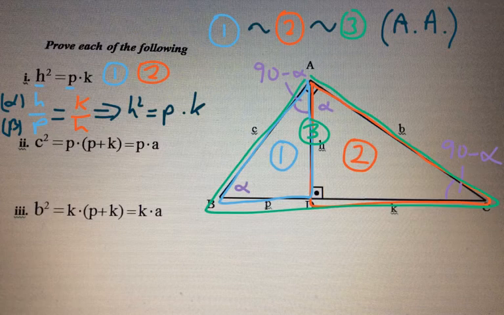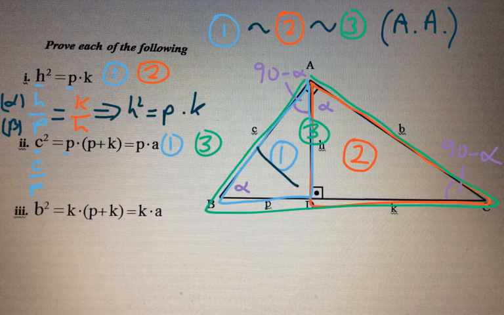Now let's consider triangles 1 and triangle 3. In triangle 1 we've got C, and also P. So let's use that ratio C over P. Again, we'll choose the opposite angles there. C is opposite to the 90 degrees. P is opposite to beta.